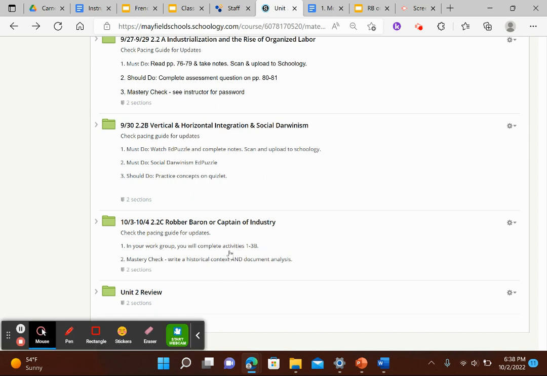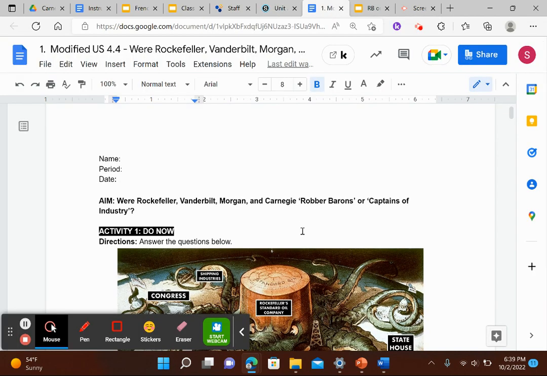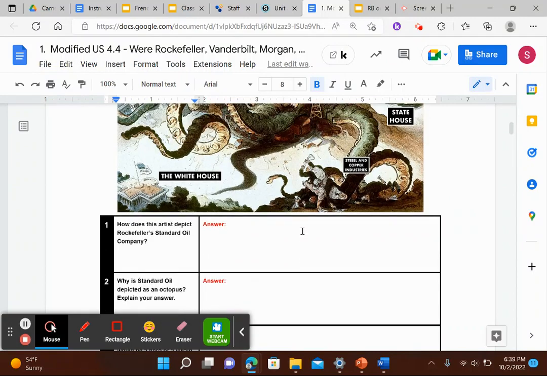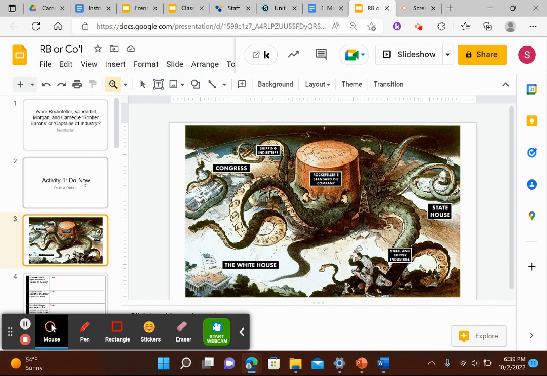So if you go to Schoology, here's Module 2.2c, and our topic is Robber Baron or Captain of Industry, and we're going to learn what that means in a few moments. You're using this packet, which I have handed out in class, and I'm going to go through the packet with you and talk through these different documents. So our first activity is a do now.